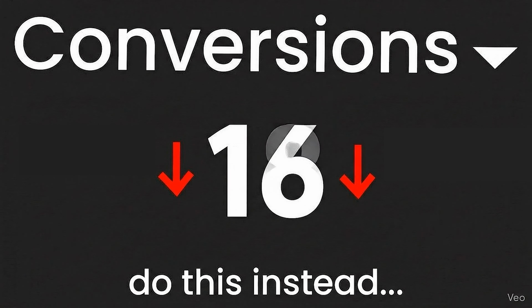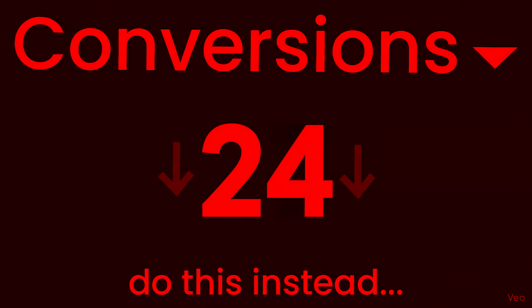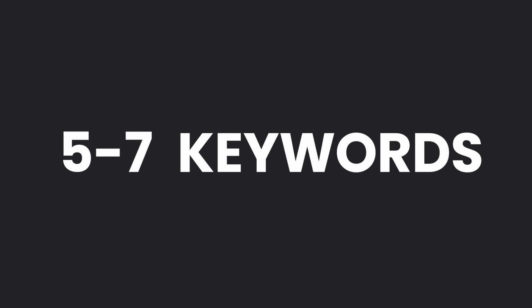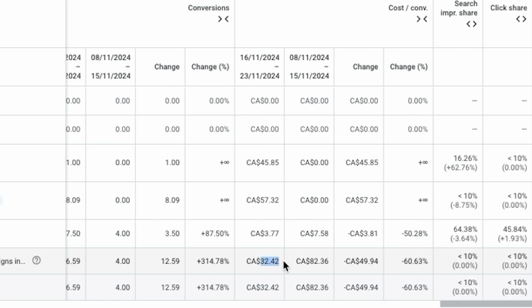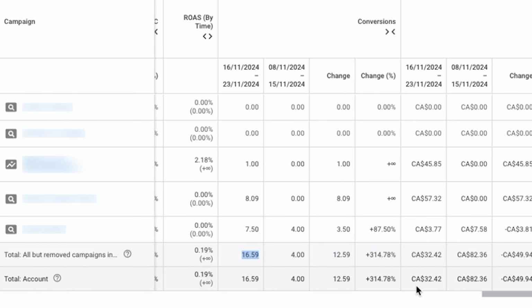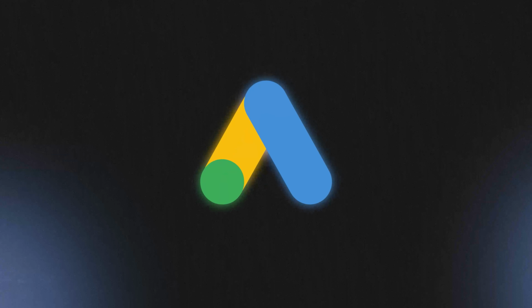If your Google ads are getting less than 30 conversions per month, do this. One campaign, one ad group, 5 to 7 keywords. That's it. This strategy cut their cost by 60%, and 4 conversions turned into 16 in the matter of 8 days. Let's get into it.